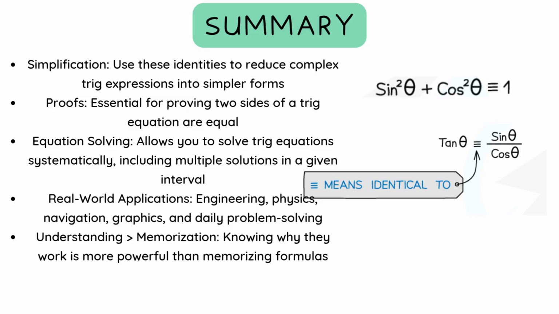For a summary, the two core identities, tan theta equals sin theta over cos theta and sin squared theta plus cos squared theta equals 1, are foundational. They allow us to simplify expressions, prove equalities, and solve equations. They also have real-life applications in engineering, physics, navigation, and computer graphics. Remember, understanding why these identities work is more important than memorizing formulas, giving you true mastery over trigonometry.